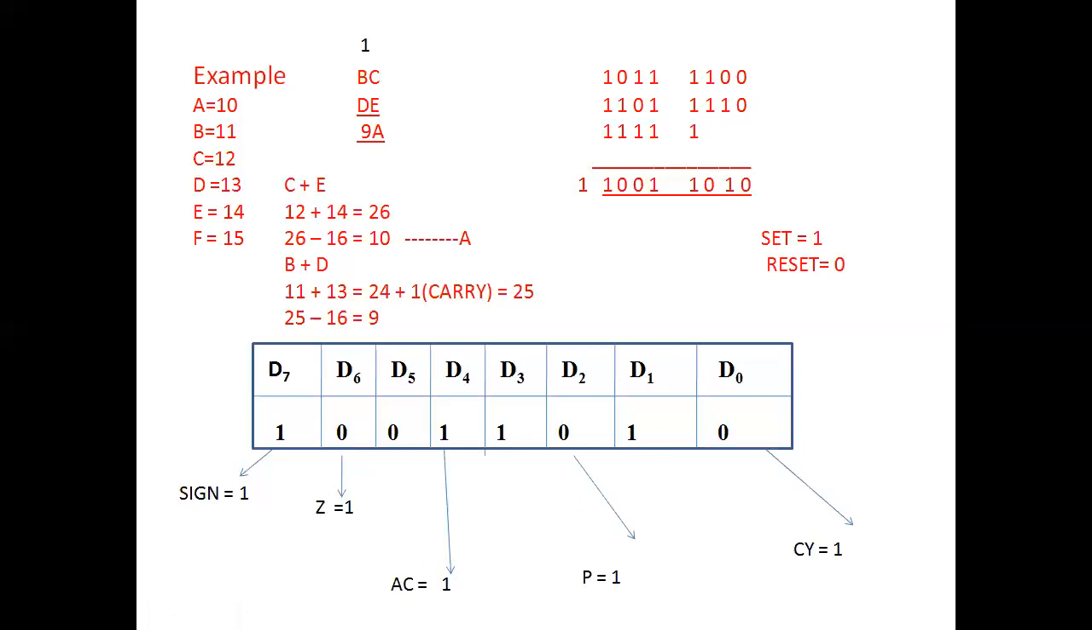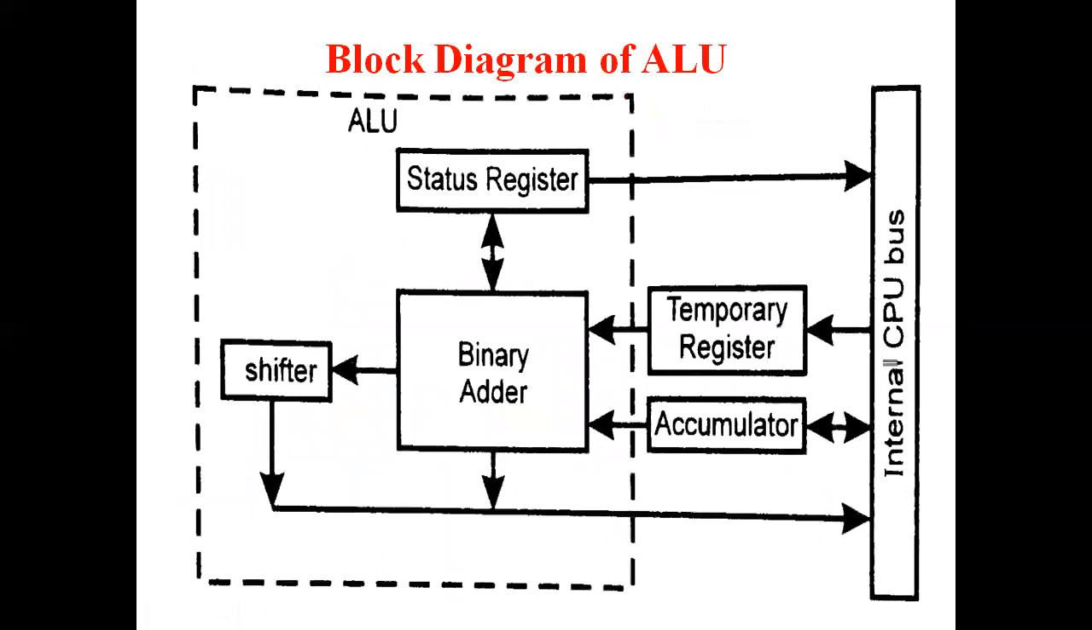Even parity means parity is equal to 1. For example, if I am getting odd parity, example 3 ones, so P is equal to 0. So this is an example of the flag register. Next topic is the block diagram of ALU.